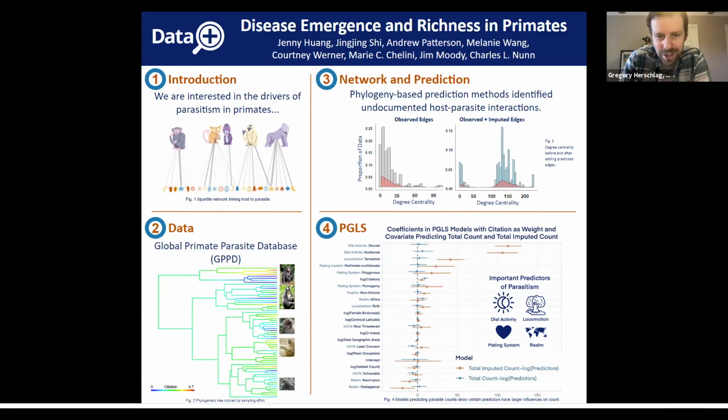Thanks a lot for the introduction to your poster. Does anyone have any questions that they've gathered from the poster so far, or anything that they want to sort of steer the conversation towards?